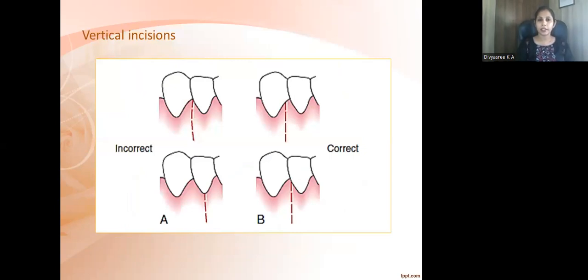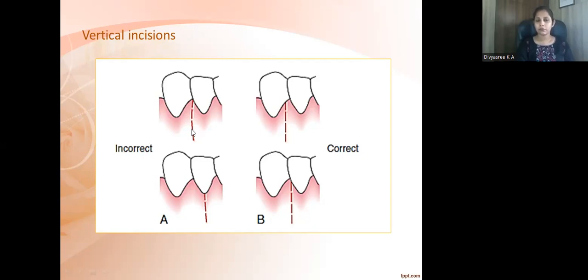Now coming to vertical incisions. There are certain principles to be followed while placing a vertical incision. A vertical incision should never be placed on prominences, that is on root prominences. It should never be placed bisecting an interdental papilla. It should either involve the papilla or it should exclude the papilla.